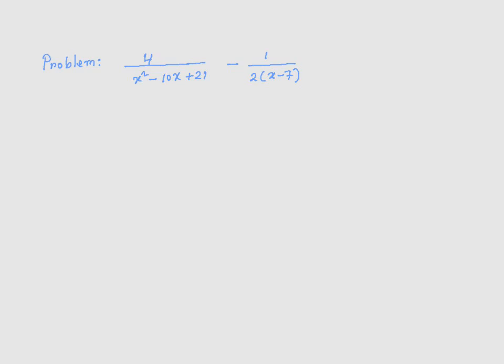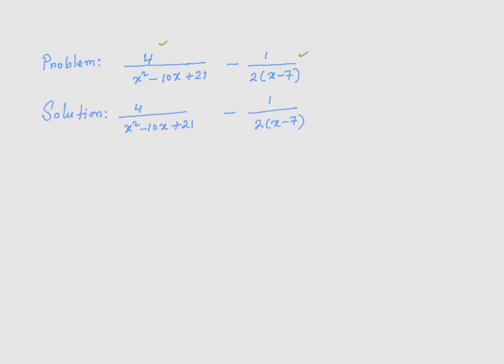In this video, I am going to subtract a rational expression from another. In this case, 1 over 2 times x minus 7 is being subtracted from 4 over x squared minus 10x plus 21.